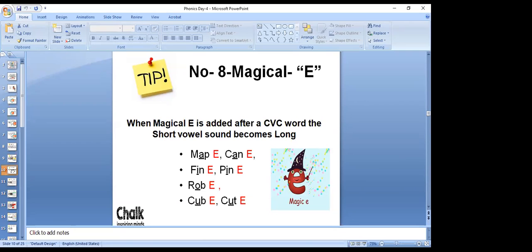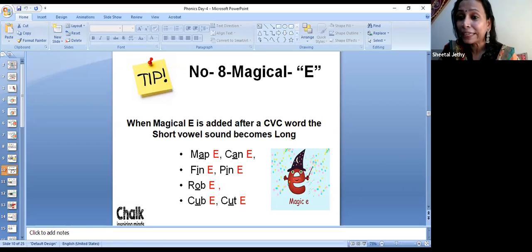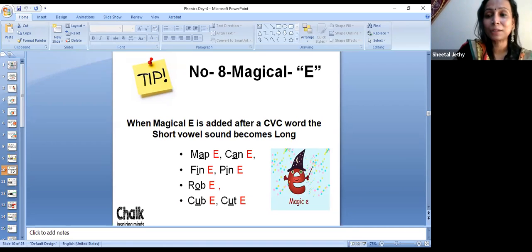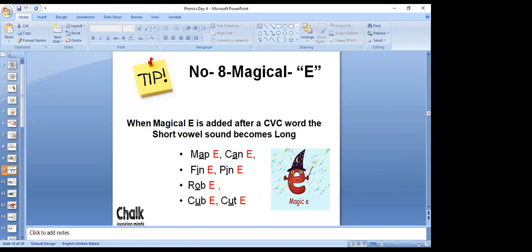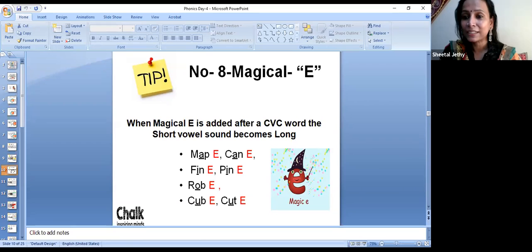I would request everyone to please switch off their mics unless we are speaking. That becomes a little difficult for others to understand and listen.